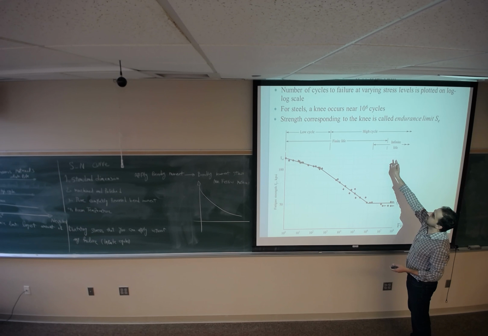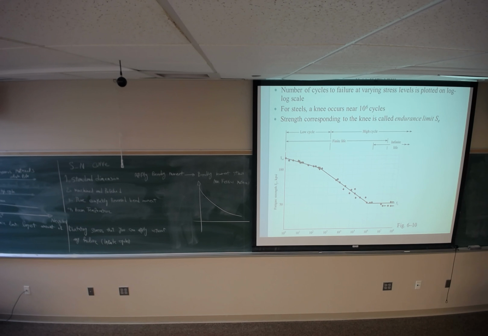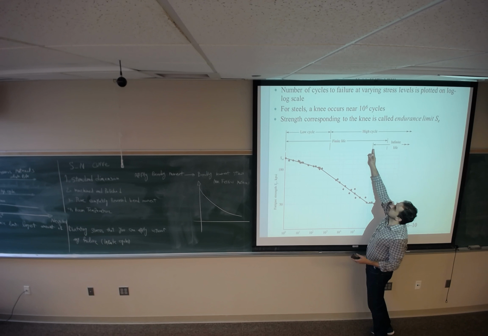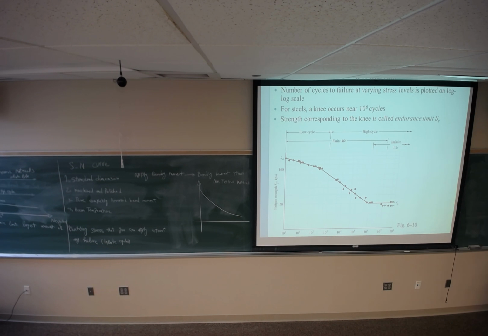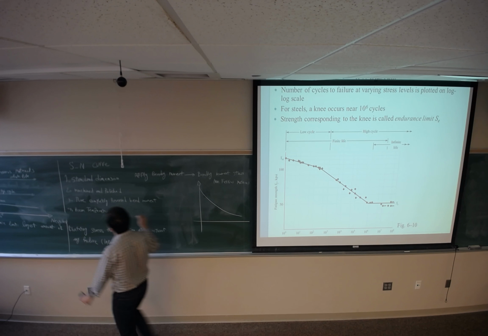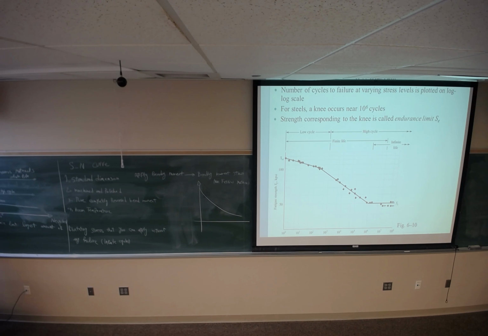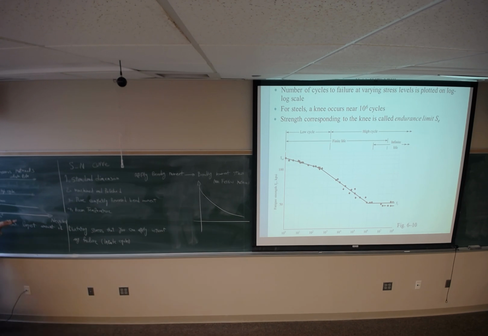Some references define 1 million as a finite life, some others define 10 million, but we work on 1 million, which is 10 power 6. So up to this point is called finite life. After that, if you compare this one with the one for non-ferrous material, for non-ferrous material we don't have any knee. So it means you cannot find any endurance limit.